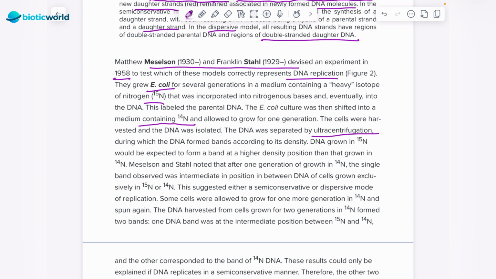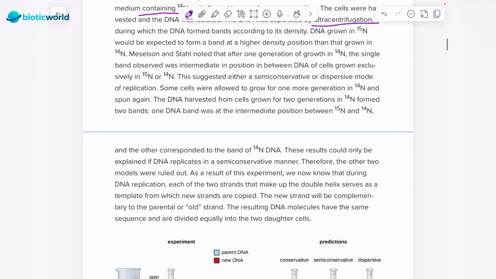DNA grown in N15 would be expected to form a band at a higher density position than that grown in N14. Meselson and Stahl noted that after one generation of growth in N14, the single band observed was intermediate in position between the DNA of cells grown exclusively in N14 and N15. This suggested either a semi-conservative or dispersive mode of replication.